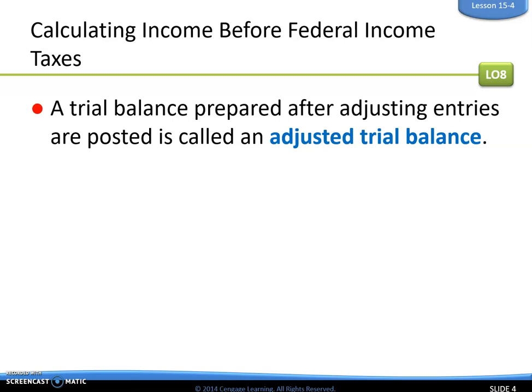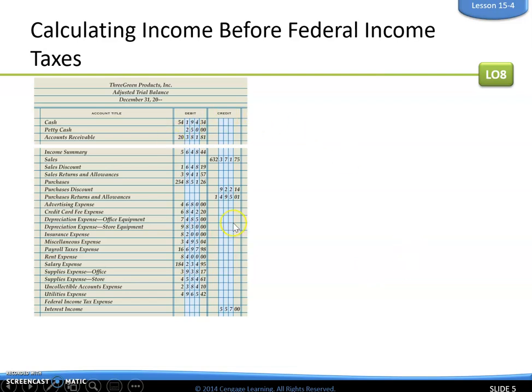Calculating income before federal income taxes. So adjusted trial balance is the trial balance that we're going to prepare after adjusting entries are posted. So this is giving us a little view of our adjusted trial balance. We have a trial balance that we prepare before our adjusting entries, and that's kind of how we figure out our adjusting entries. And then once we do our adjusting entries and we post those adjusting entries, then we're going to do an adjusted trial balance. And so this is really just showing us the balances in those accounts at this specific time.